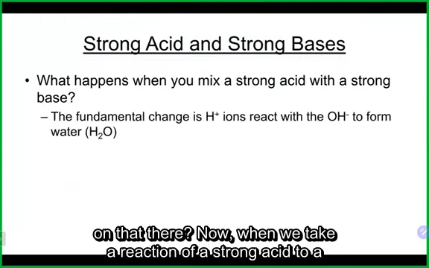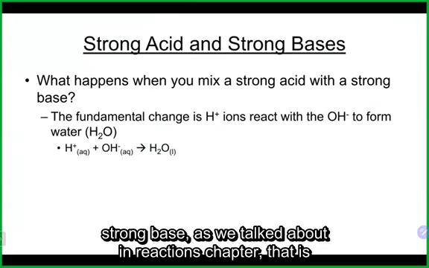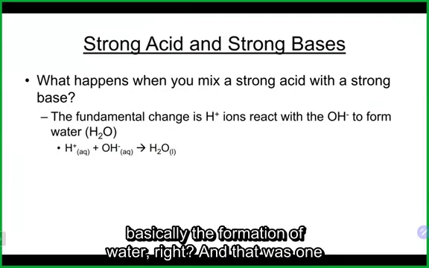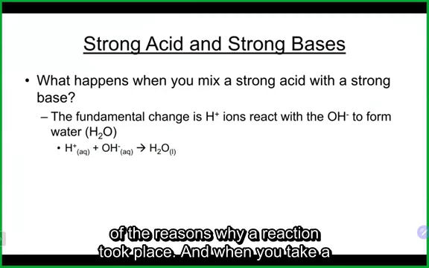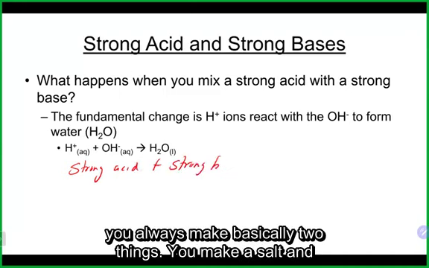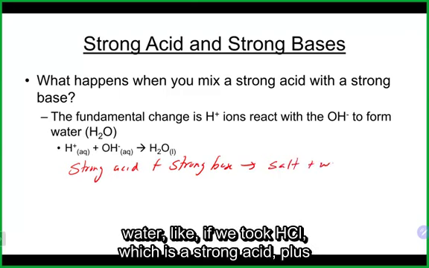Now, when we take a reaction of a strong acid with a strong base, as we talked about in the reactions chapter, that is pretty much the reaction that we always get. We always get basically the formation of water, right? And that was one of the reasons why a reaction took place. And when you take a reaction of a strong acid plus a strong base, you always make basically two things. You make a salt and water.